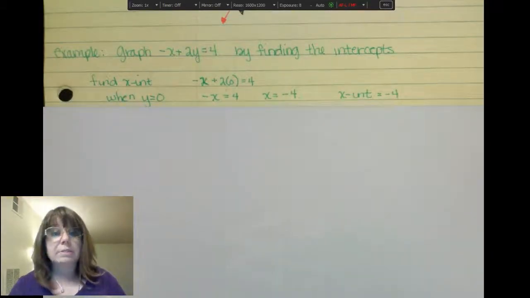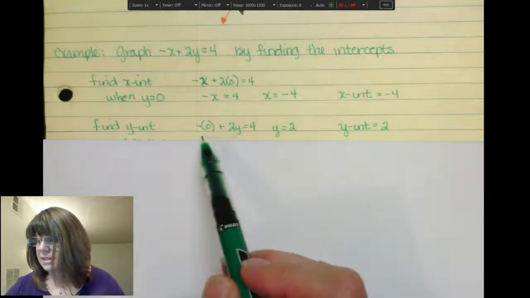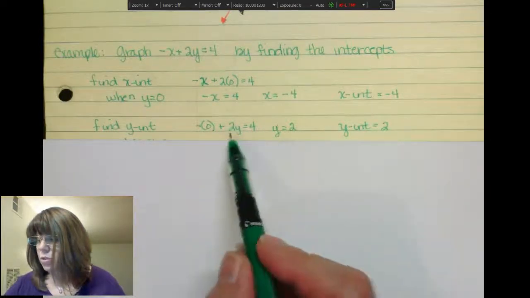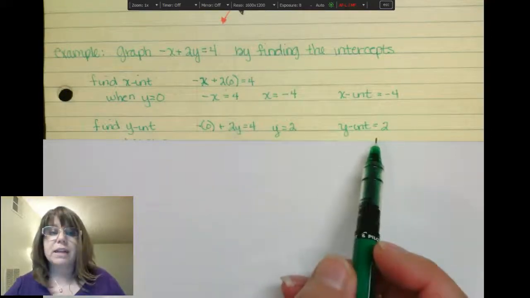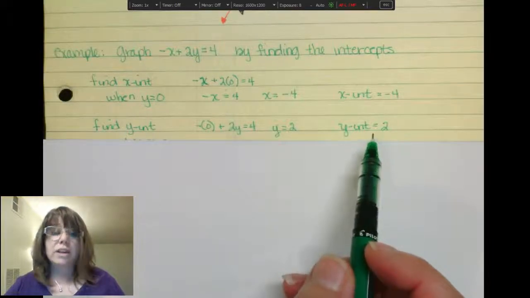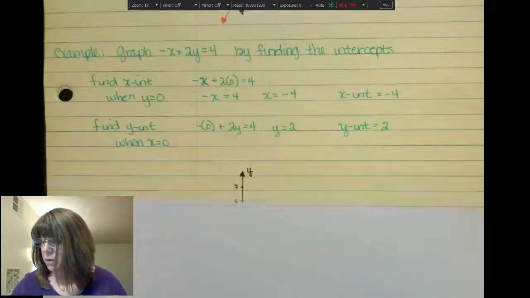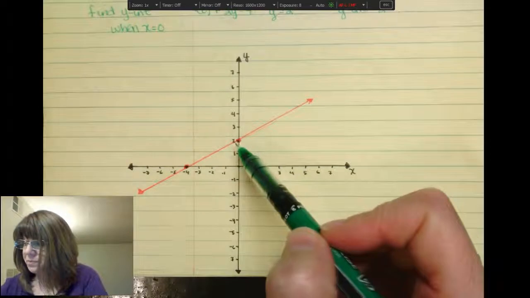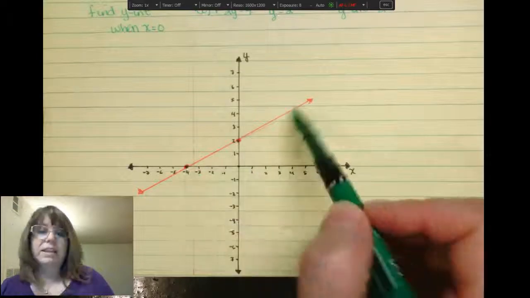Finding my y-intercept, my x will be 0. I plug in 0 wherever x is. So I have negative 0 plus 2y equals 4, and therefore 2y equals 4. Divide each side by 2, and y equals 2 is my y-intercept. Again, the intercept is not the whole entire point, it's just the coordinate of that point. So if I'm going to plot it, here's my graph. Again, my coordinates are 2 for y, and negative 4 for x. And then connect your dots.